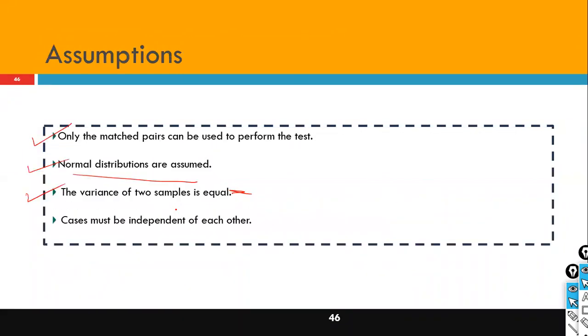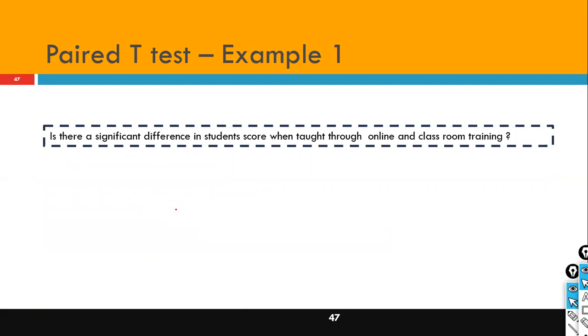Now I'll ask you this question. Is there a significant difference in student score when taught through online and classroom training? Here you need to tell me what is the independent variable and what is the dependent variable. Which one depends on which one, the online or classroom training, or the score? Does the student score depend on the mode of training?